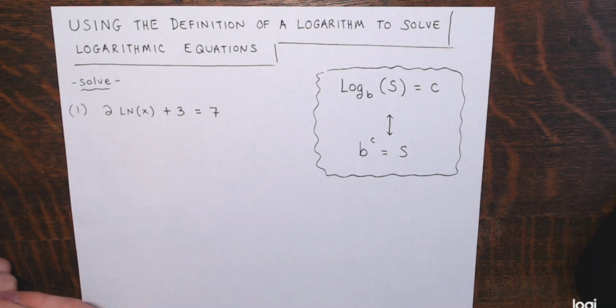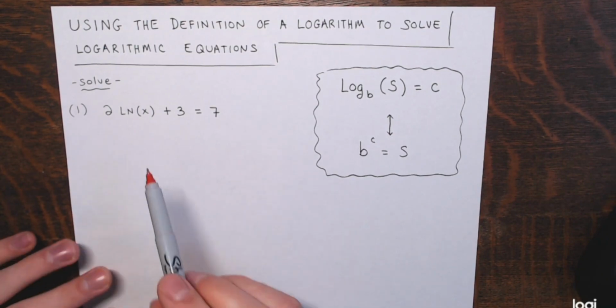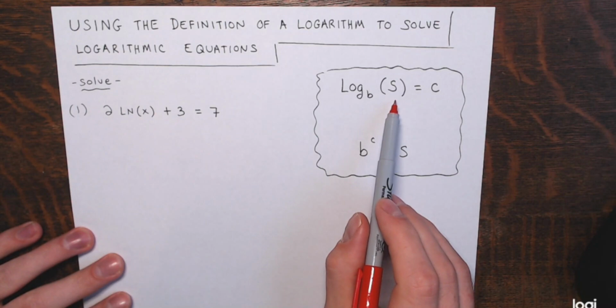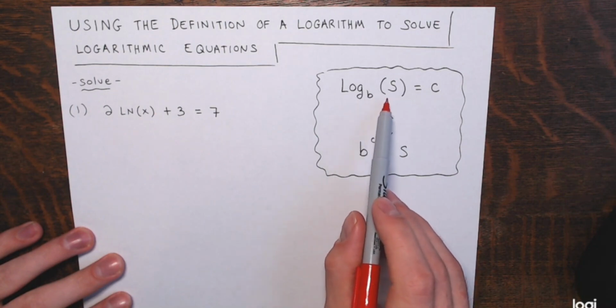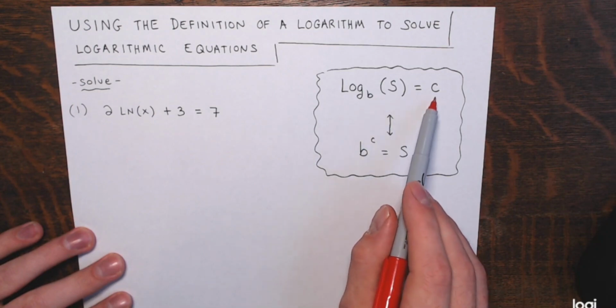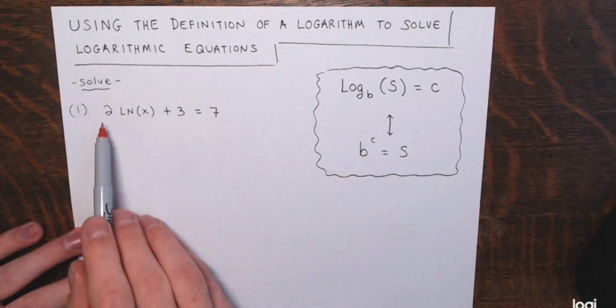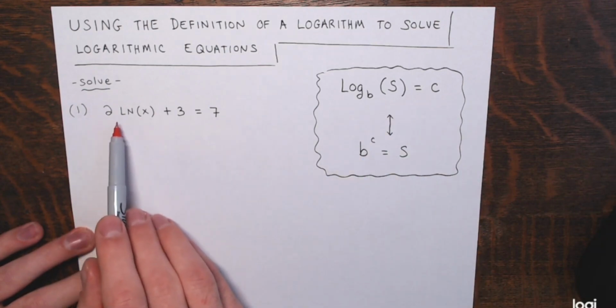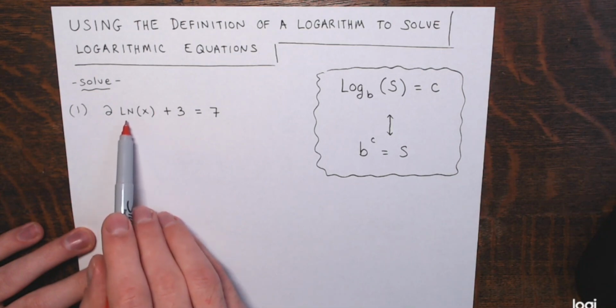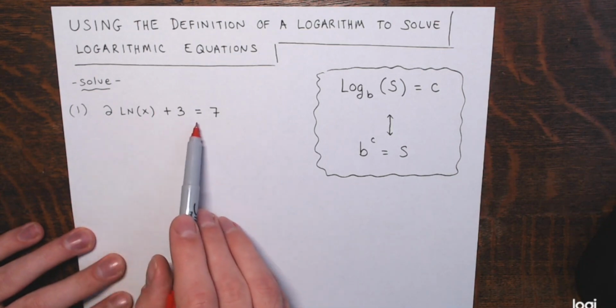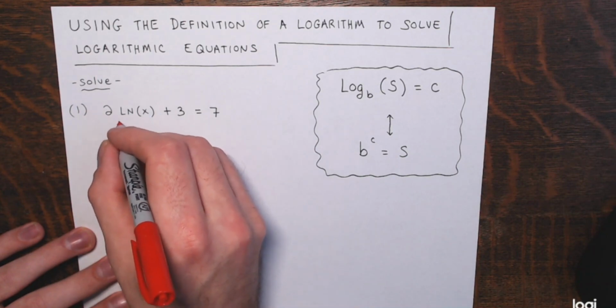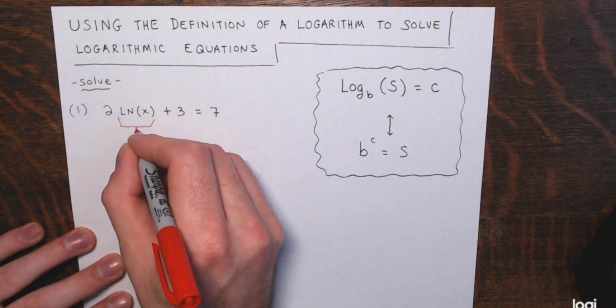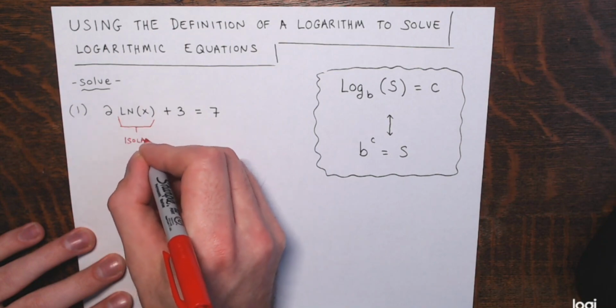Alright, so for every single one of these problems today, I have an equation with a logarithm in it, and I would like to first write it like this, where I have a logarithm by itself on one side of the equation, and then some number on the other side. So in my first example, I'm solving 2 times the natural log of x, remember that's the log base e, plus 3 equals 7. I would first like to get this natural log of x alone, isolate that.